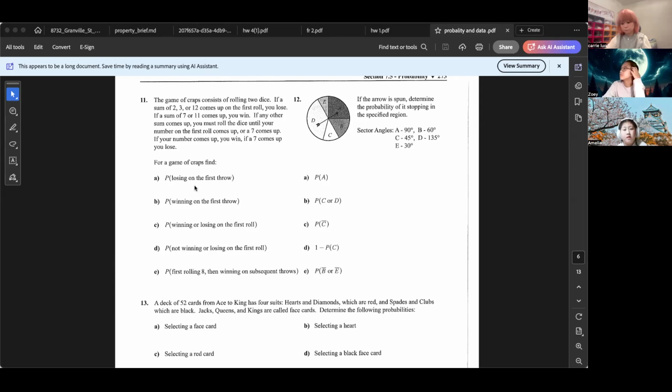Wait, is the sample space for this just the amount of rolls, or what is it? What's the sample space for this one? Is it just 36 because there's 2 dice? Yes, you're right.